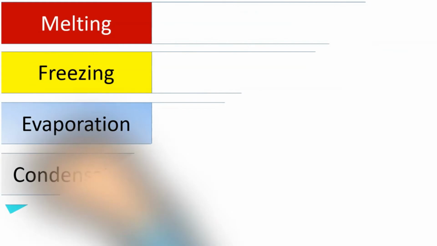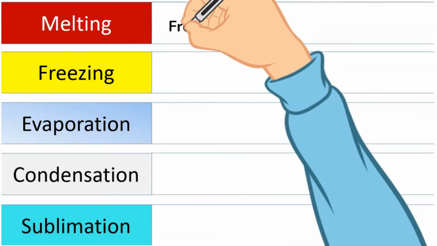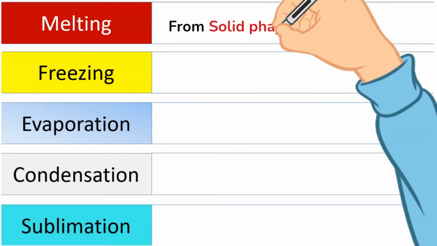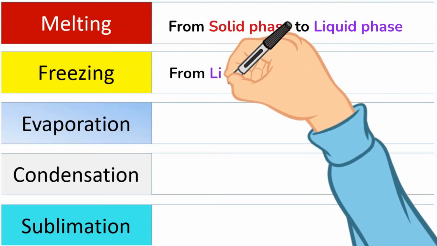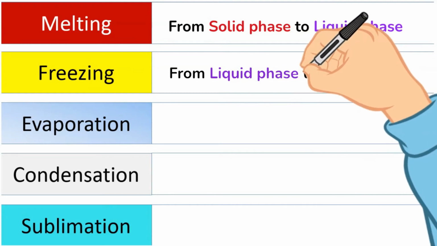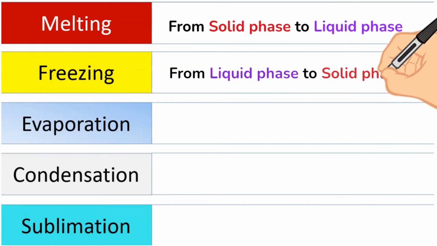Melting. The process by which a substance changes from the solid phase to the liquid phase is known as melting. Freezing. The process by which a substance changes from the liquid phase to the solid phase is known as freezing.